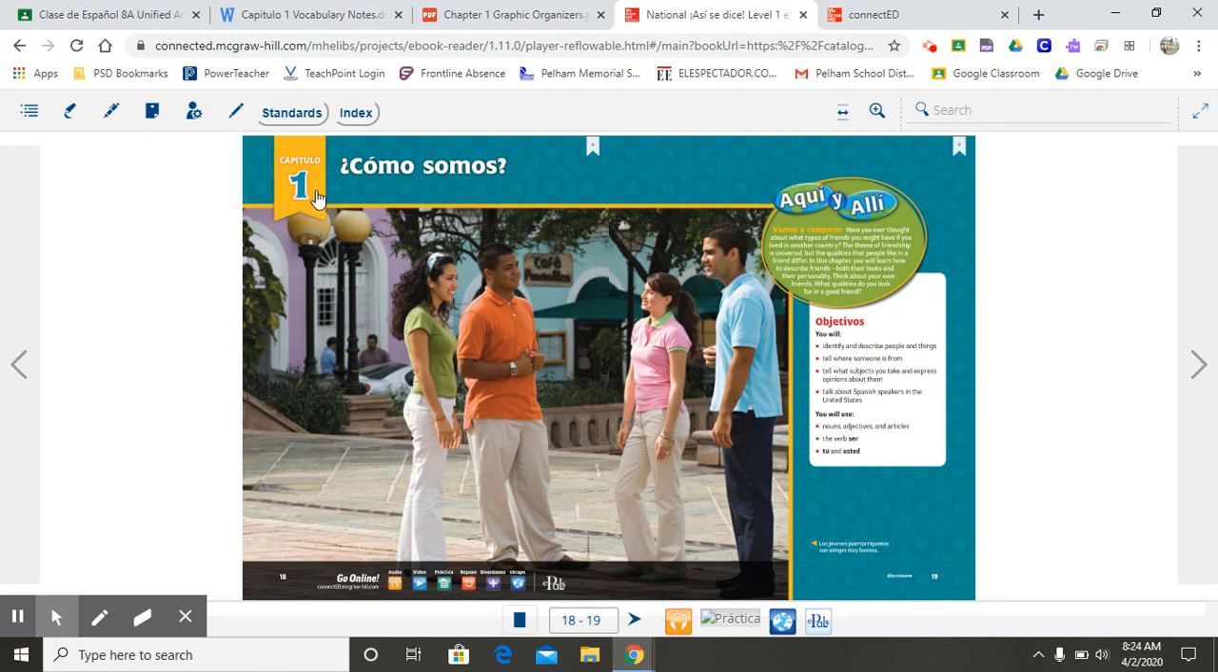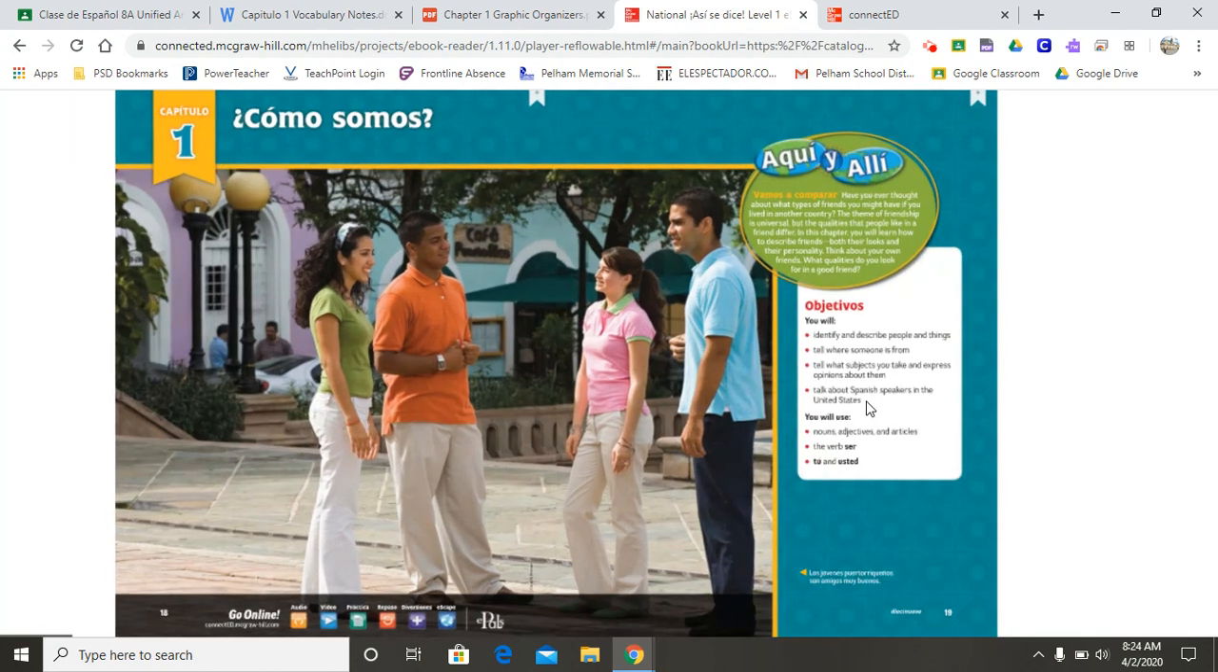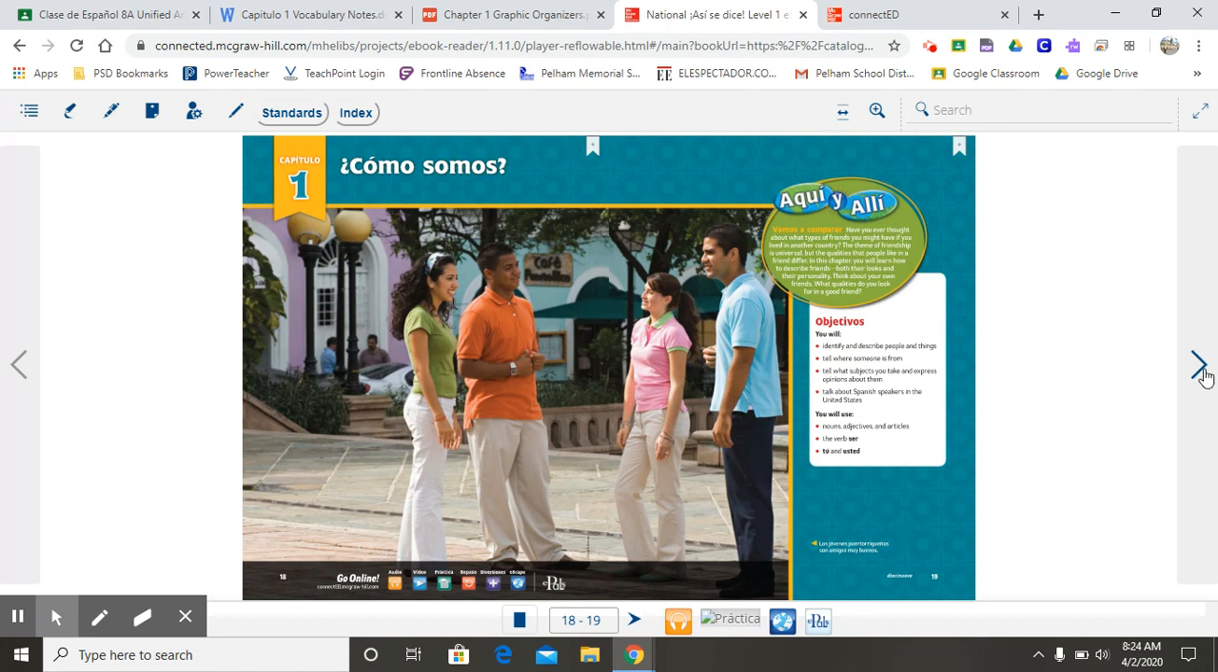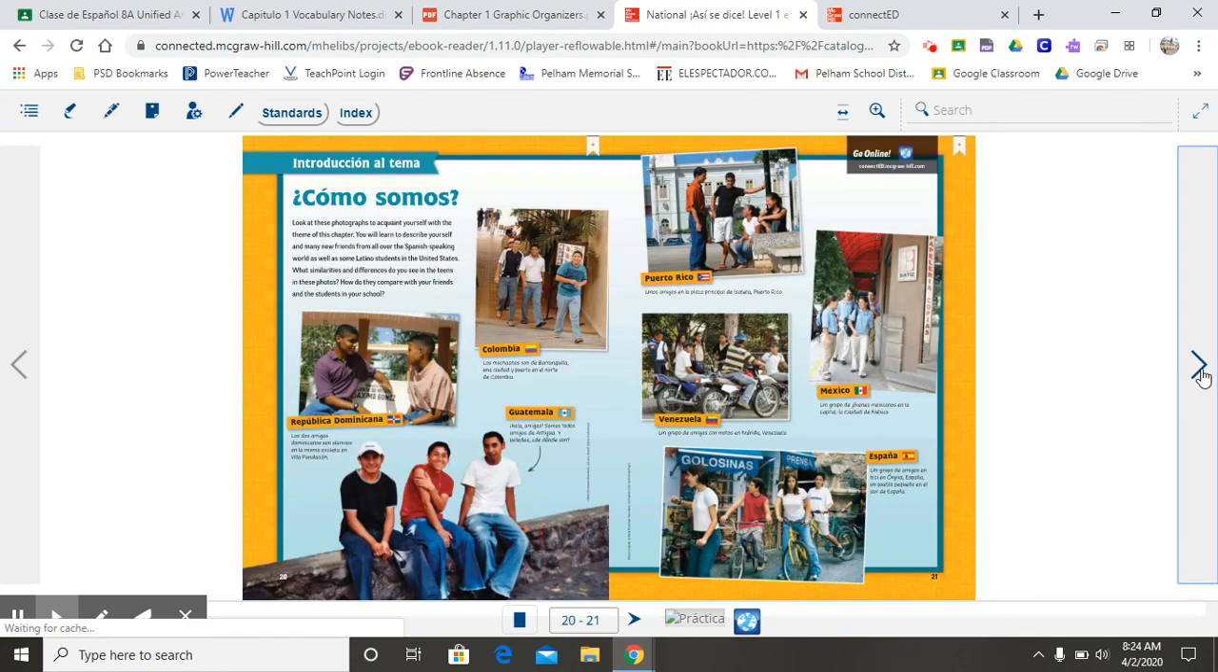As you know, we're starting chapter 1. We read the objectives yesterday, so I'm just going to go right over to the lesson. Now, we talked about this yesterday, and we talked about the introduction to the theme, which is how people are, if people are different than us in Spanish-speaking countries.